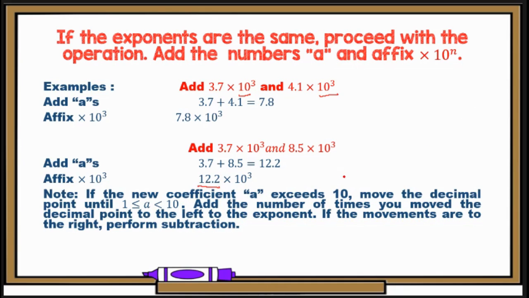So let's take here 12.2 times 10 raised to the power of 3. In order for us to arrive with a value that is between 1 and 10, we have to move this decimal point 1 unit to the left. So since we move to the left, we are going to add 1 to our exponent. So our new value is 1.22 times 10 raised to the power of 4. Okay? I hope that was clear.